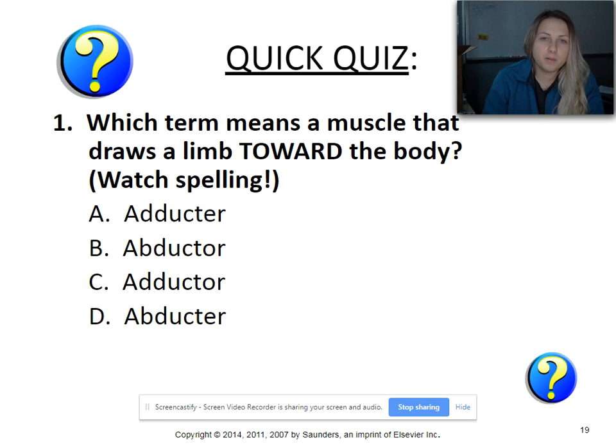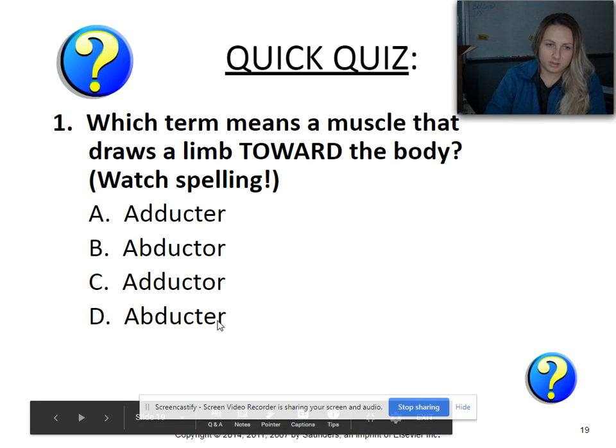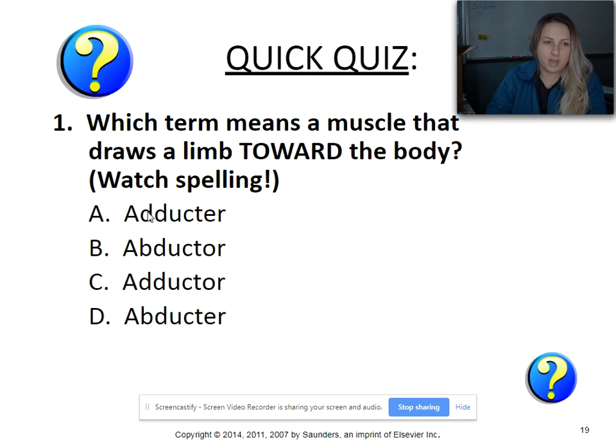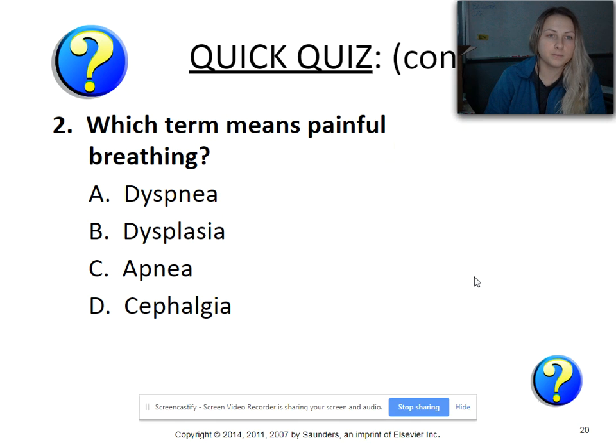All right, so I talked about the type of muscles that draws a limb towards the body. Now, be really careful because you have the OR and you have the ER. Okay, and then you have ADD, ABD, ADD, ABD. So if it's towards the body, it adds to the mass, right? So ADD, abductor goes away, right? So we can automatically rule out B and D. So we're left with A and C. So adductor would be C, the muscles that move limbs towards the body.